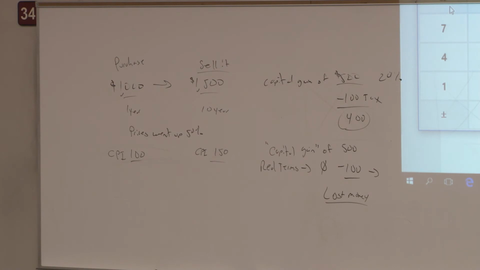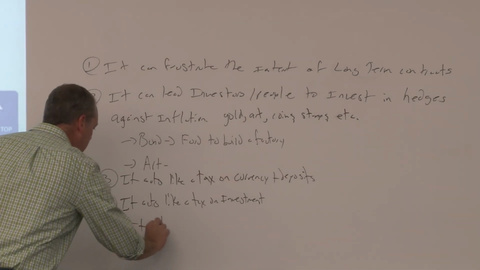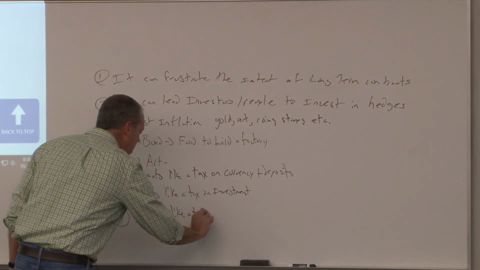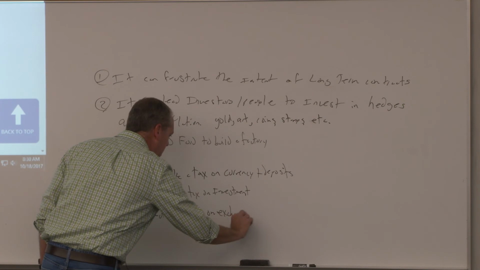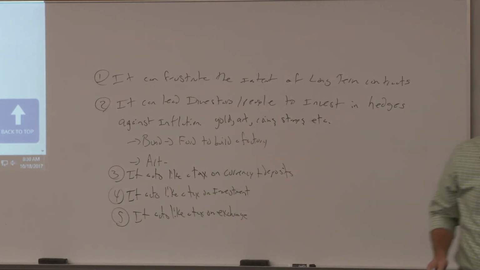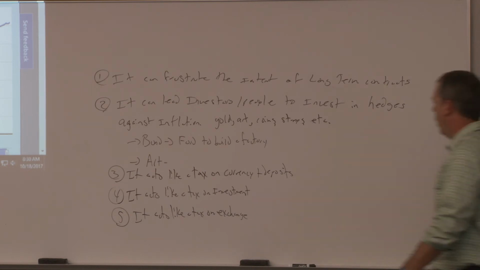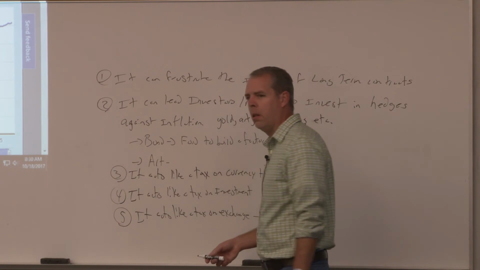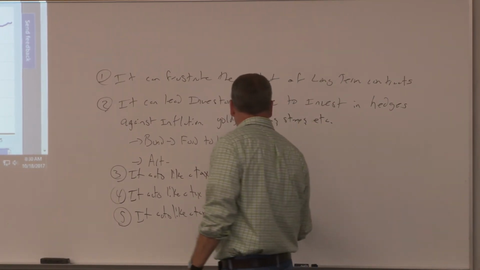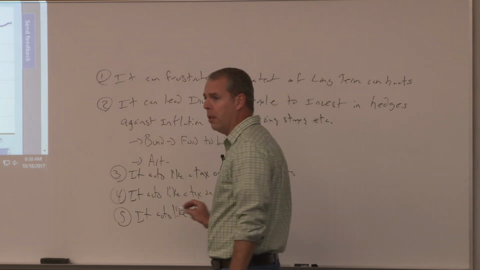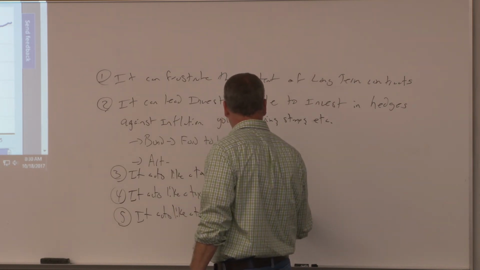It also acts like a tax on exchange. And what we mean by that, we tend to think of prices increasing steadily throughout this time, right? I mean, that's what we see happening here. This is going up every single month, right? How much does a loaf of bread cost? That's some expensive bread. How much does a loaf of bread cost? About $2?